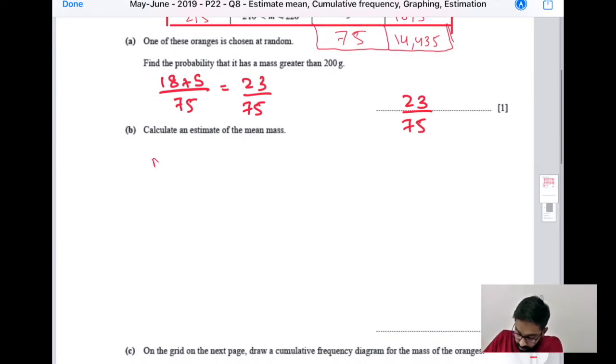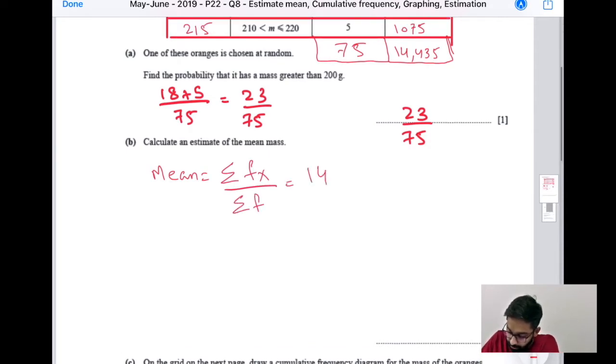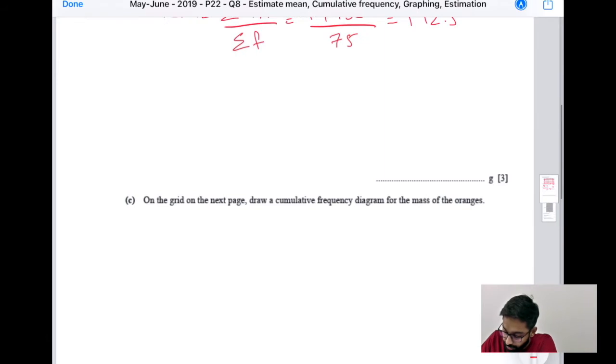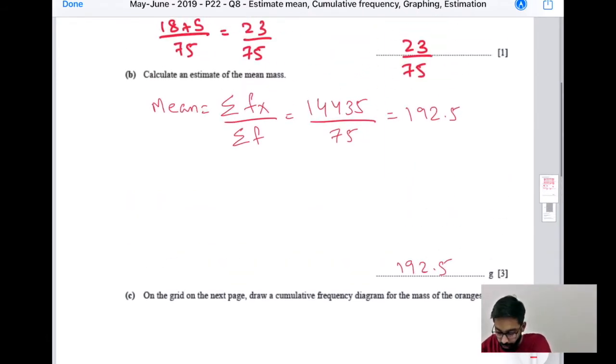So the mean can be found by the sum of fx divided by the sum of f. The sum of fx is 14,435 being divided by 75, which should give you 192.5. So we write that over here, 192.5. That's the mean mass.